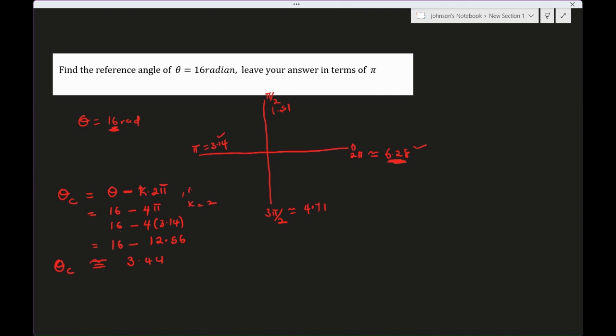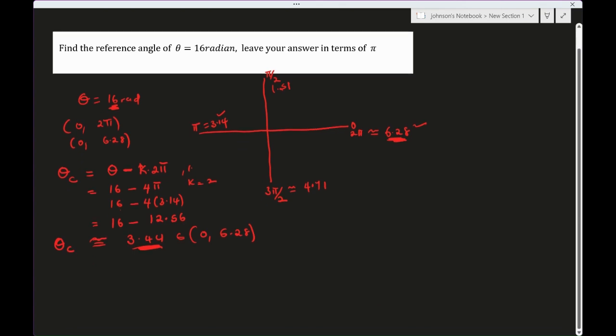If you look at 3.44, it's okay because this number is less than 6.28. All you need is to bring your theta to be between 0 and 2 pi, which is 0 and 360, the same thing as 0 and 6.28. So you see that this number 3.44 is inside the interval 0 to 6.28. So it means that k equals 2 is sufficient. Then remember, this is our coterminal.